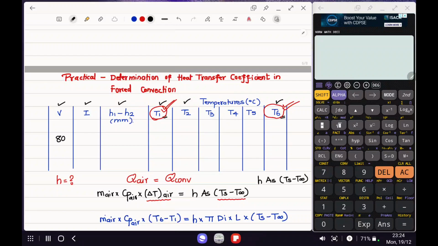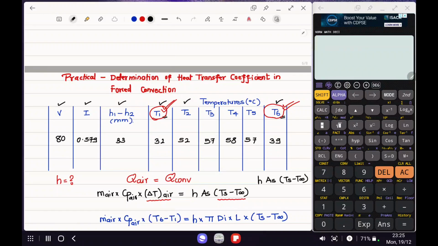These are the readings after steady state. Remember, the steady state may take 15 minutes or 30 minutes or 45 minutes depending on the size of the setup. The current that we found was about 0.579. And then H1 minus H2 was 33 mm. Then T1 32, T2 52, 57, 58, and then 57, and finally 39.